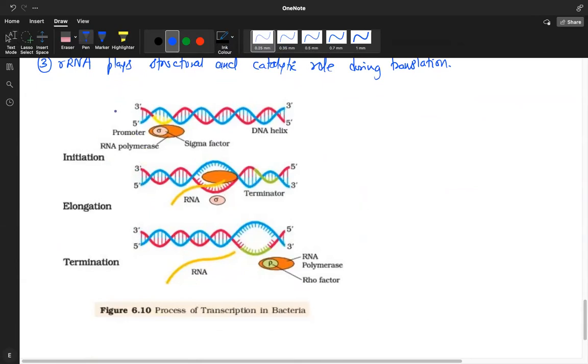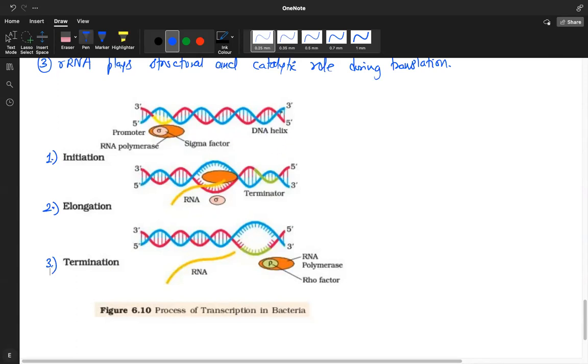Now I have told you that for all different kinds of RNA, there is only one RNA polymerase. There are 3 steps in transcription, both in eukaryotes and prokaryotes: initiation, because you have to start any process; then elongation, where the RNA is formed; and finally termination, where it stops.